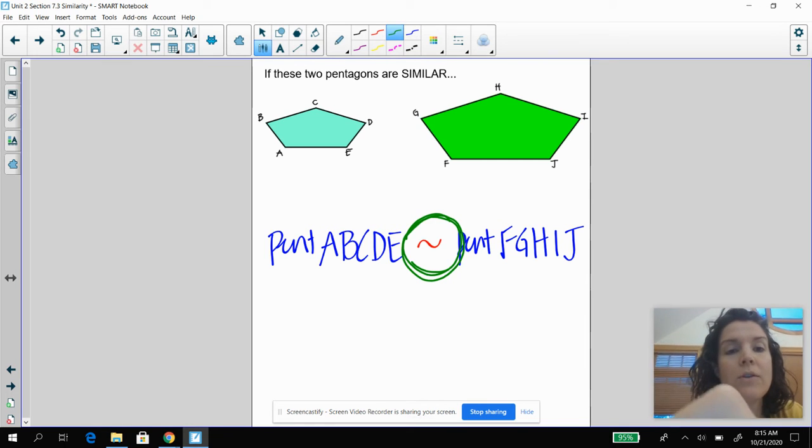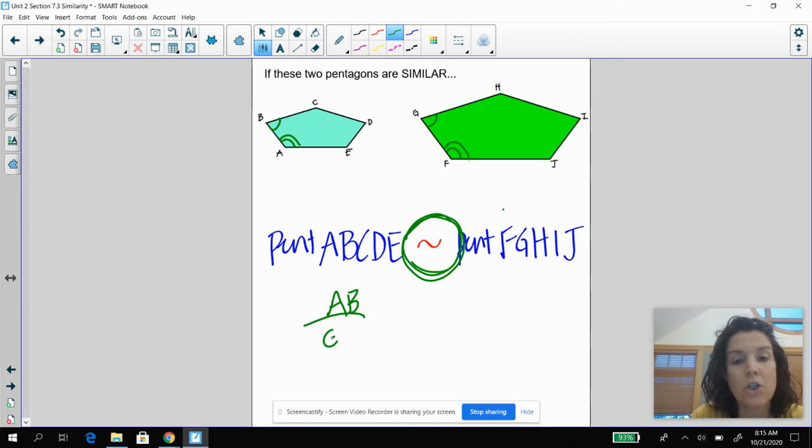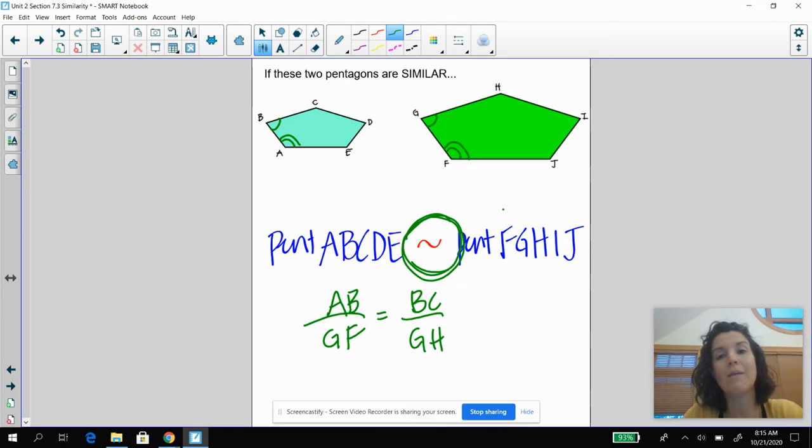And so remember, if they're similar, I know that all of my corresponding angles are congruent. I'm not going to do it all the way around. And then remember, the relationship of AB to GF is the same as the relationship of BC to GH, is the same as CD to HI, et cetera, et cetera, et cetera.